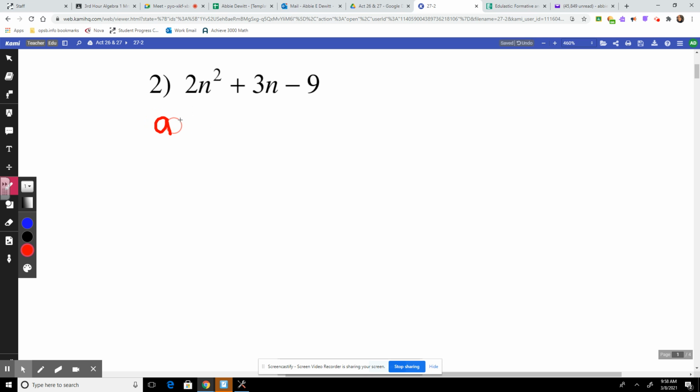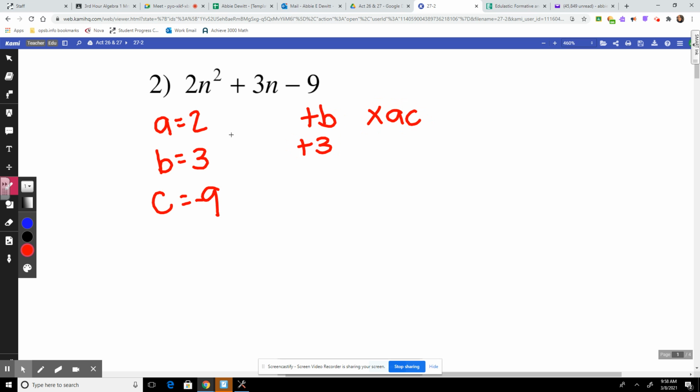Number 2. I've got A is 2, B is 3, and C is negative 9. So what adds to B, what adds to positive 3, and multiplies to AC, multiplies to 2 times negative 9, which is negative 18. So it adds to positive 3, but multiplies to negative 18.